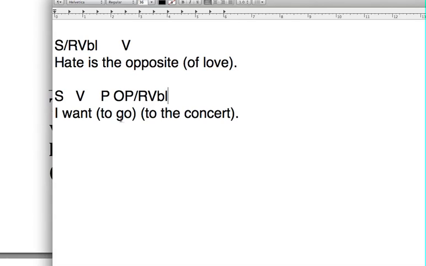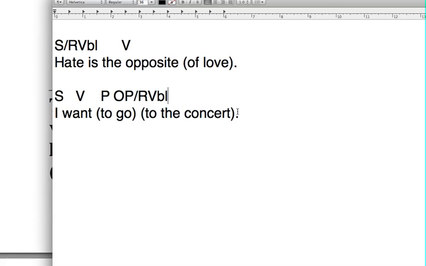So go here is an object of the preposition. It's also a root verbal. In other words, go we know is a verb, but it's not acting like a verb in this sentence. It's a verbal. And what kind of verbal is it? It has no ending. It's not going, so it's not a CVbl. It's just plain go, so it's an RVbl. Okay.